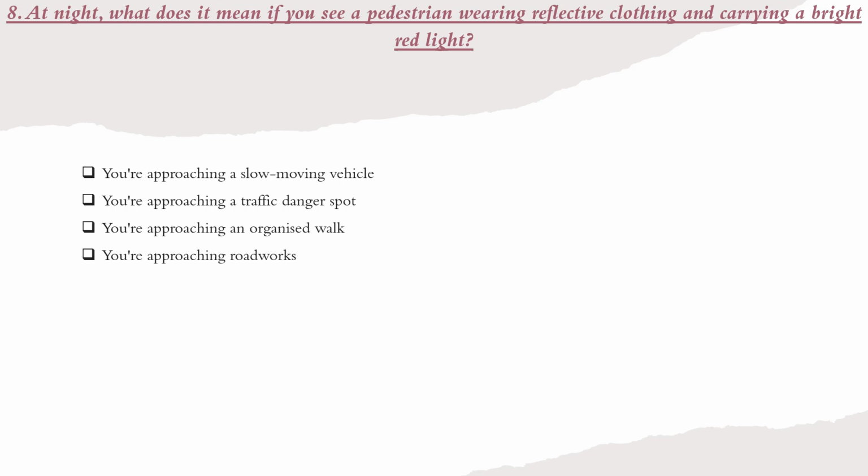8. At night, what does it mean if you see a pedestrian wearing reflective clothing and carrying a bright red light? You're approaching a slow-moving vehicle. You're approaching a traffic danger spot. You're approaching an organized walk. You're approaching roadworks. Correct answer: you're approaching an organized walk.